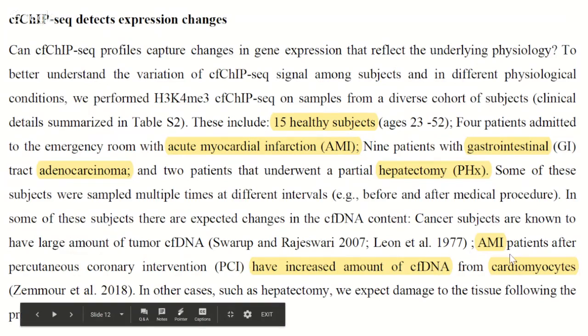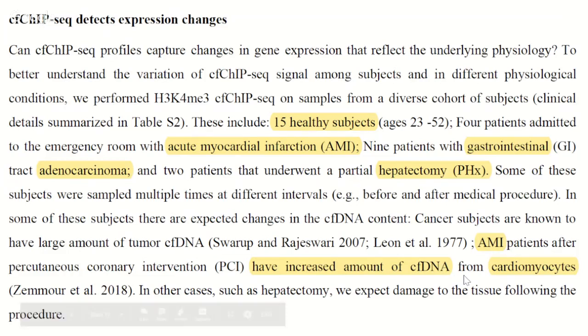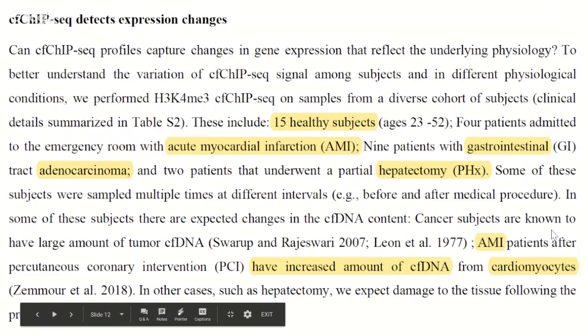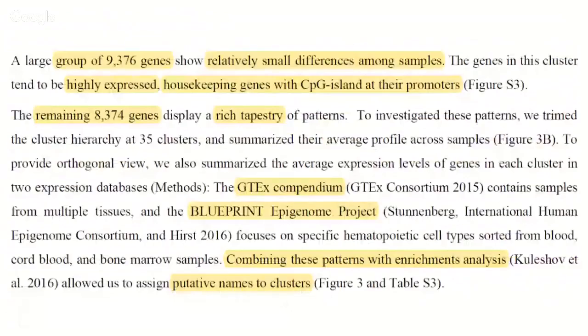And they realize that the people with AMI have an increased amount of cfDNA that's consistent, and that it comes through cardiomyocytes. And they're going to show some of these examples graphically later. They do say, though, that for all of the samples, there's always a large group of genes that are sort of stable, housekeeping. They're always consistent. They have the same marks for these 4 histone marks, and there isn't much going on with them. Now, there's about 10,000 genes.